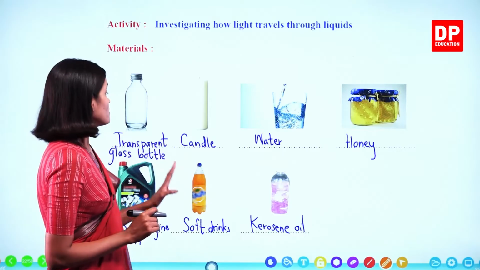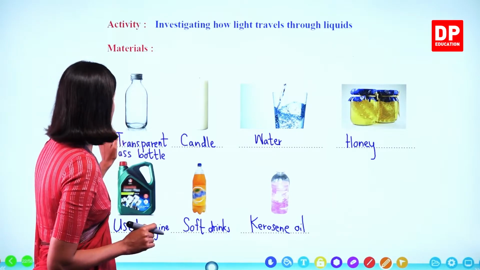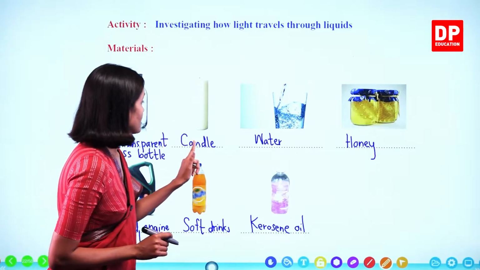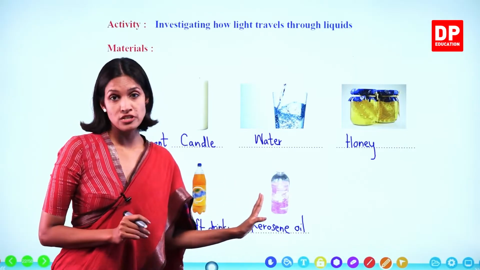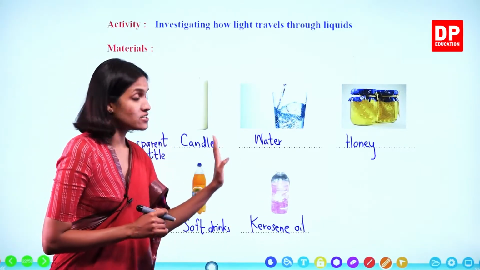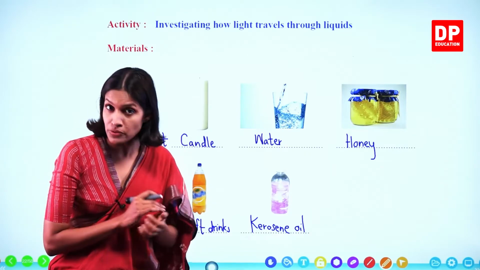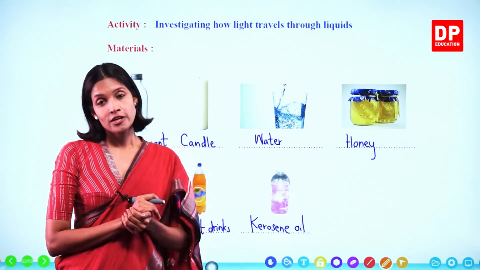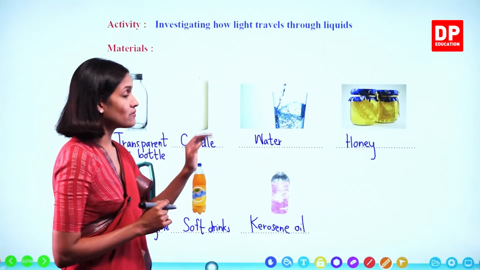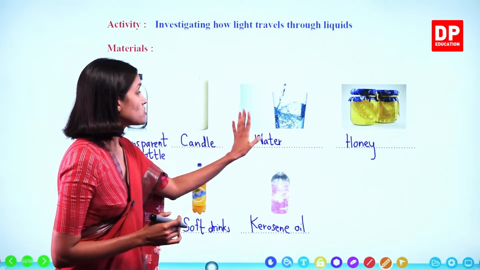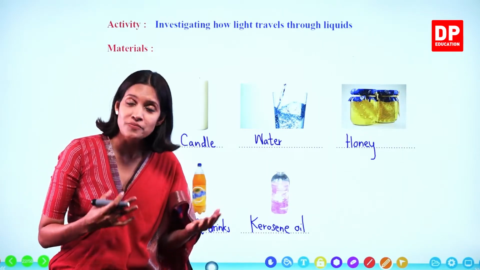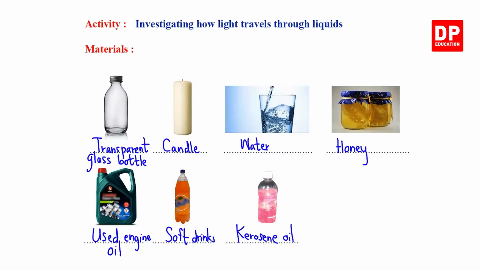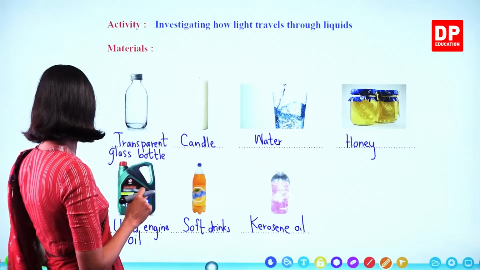Okay, children. So what are the things we need? A transparent glass bottle, a candle, water, honey, used engine oil, soft drinks, and kerosene oil. Now, remember this activity and all the other activities we did even before, you all can do at home, right? Here we are going to use only 5 different types of liquids to test with, but at home you can find other types of liquids too. So when you do this activity at home, you can use the other liquids too.